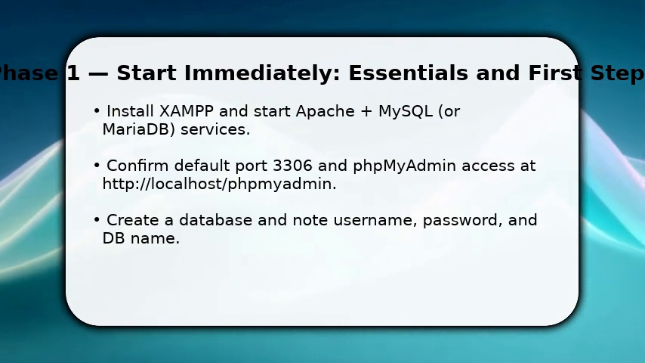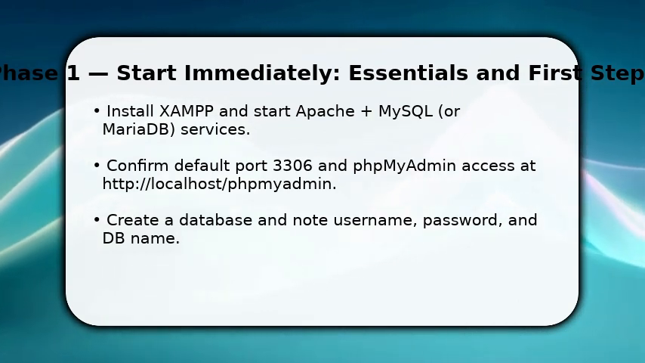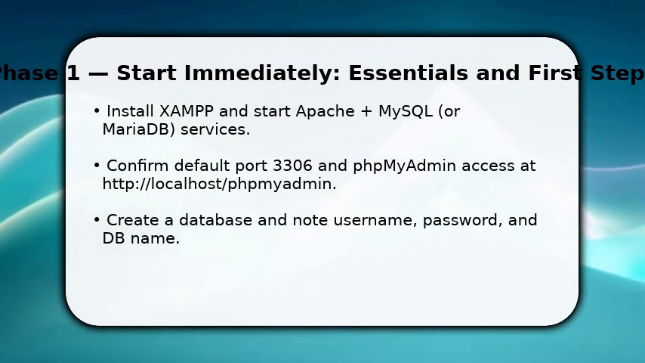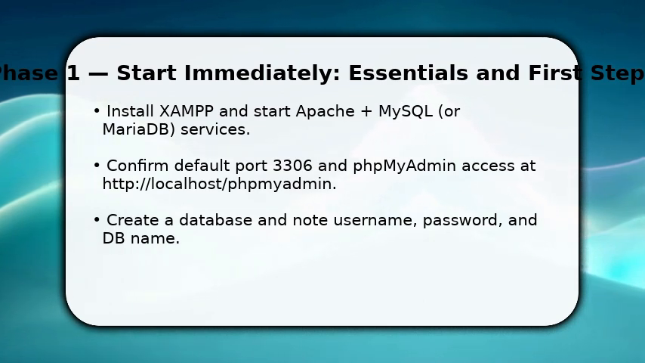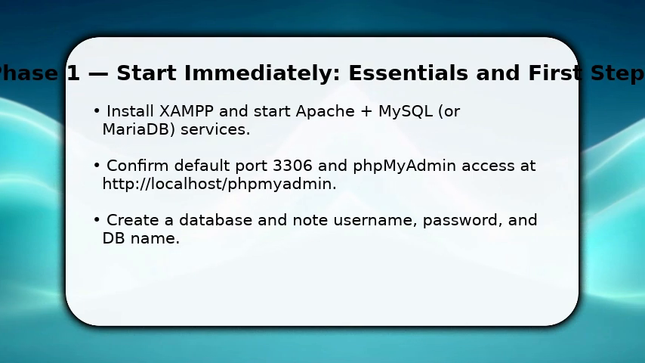Make a user with a secure password so your app can connect. Make sure the MySQL port is 3306 unless you changed it. Note the database name, username, and password. These are the credentials you will reference in your application configuration, so write them down exactly to avoid connection errors later.